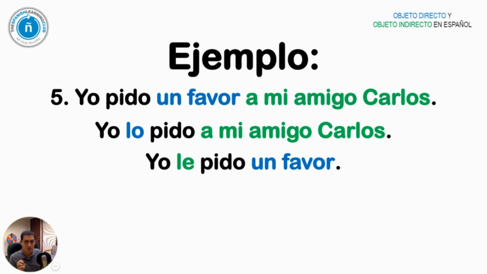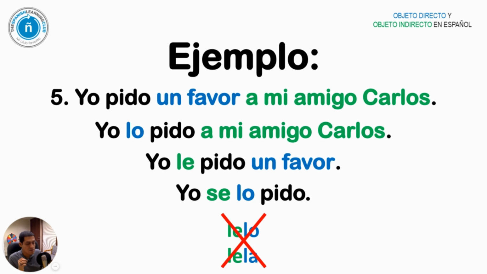Now, I would like you to think of the sentence with the two pronouns, replacing both direct and indirect object with direct and indirect object pronouns. I'm pretty sure you would like to use le, lo, but the combinations le, lo, and le, la won't be allowed in Spanish. In this case, we will need to use the word se. This sentence will go like this. Yo se lo pido. Here is where the word le turns into se. Yo se lo pido.